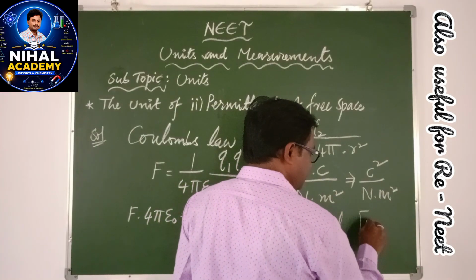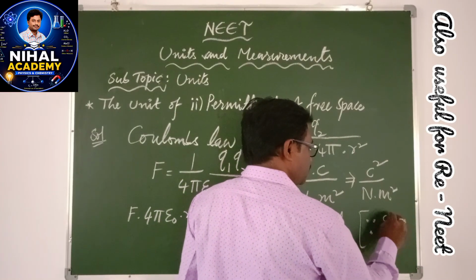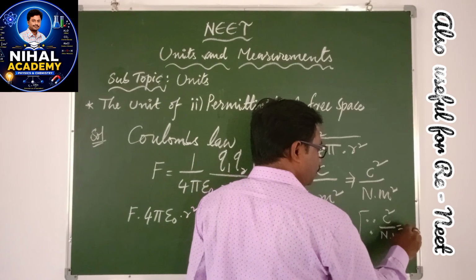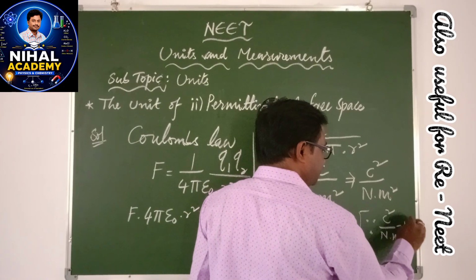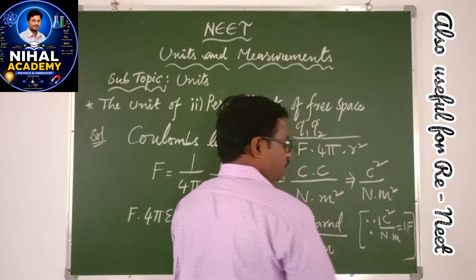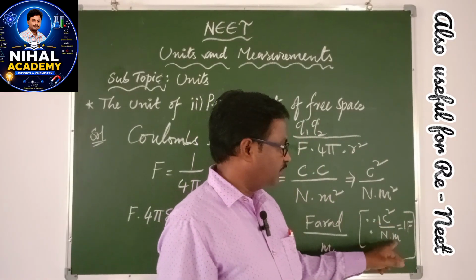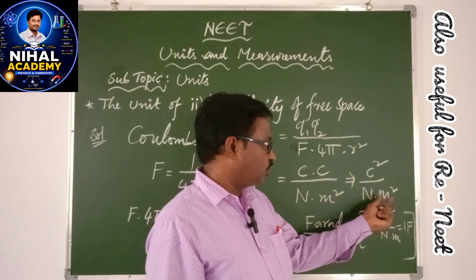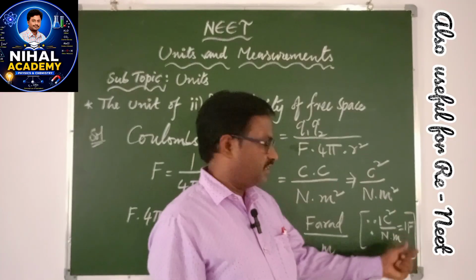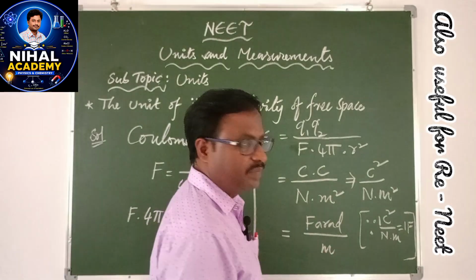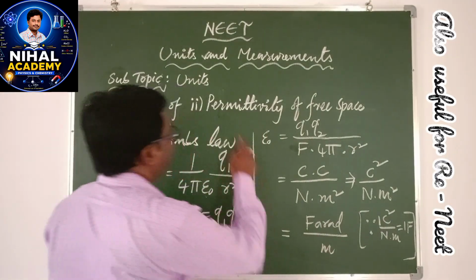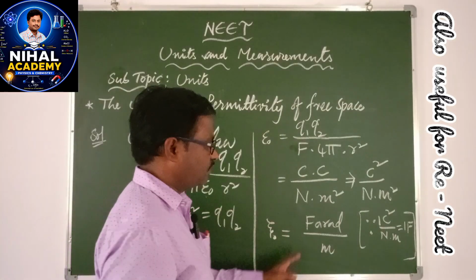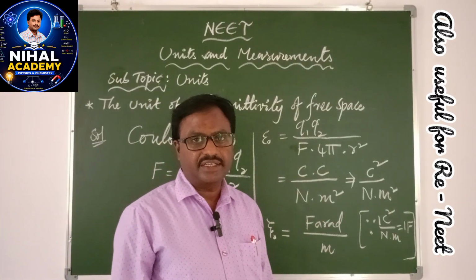Here what is that? Coulomb square by Newton meter is equal to 1 farad. So we can replace that Coulomb square by Newton meter with farad. So farad by meter. So this is the unit of permittivity of free space, that is epsilon naught is equal to farad by meter.